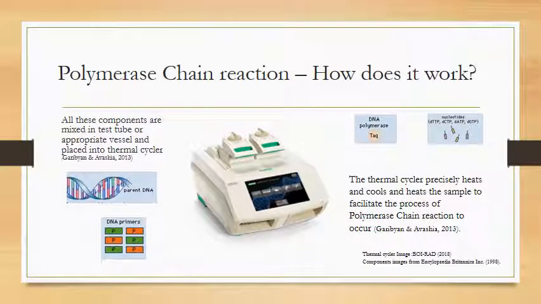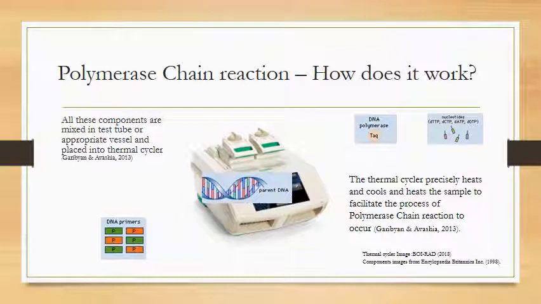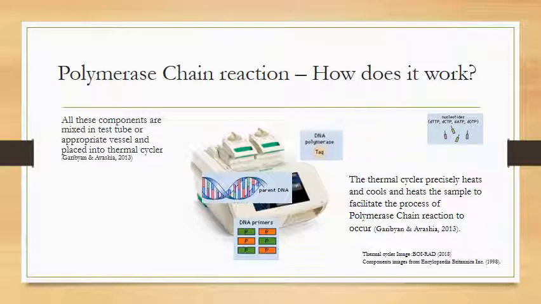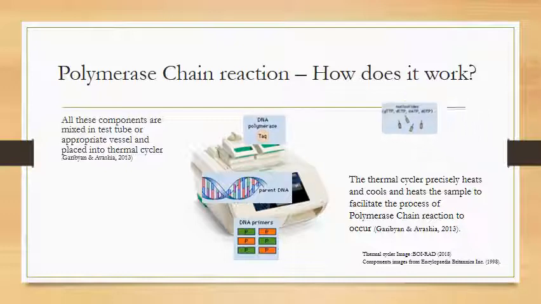So polymerase chain reaction, how does it work? What actually happens for scientists to get this reaction to occur is all of these components are mixed into a test tube or an appropriate vessel, and it's placed into what we call a thermal cycler. This thermal cycler precisely heats and cools the sample to facilitate the process of polymerase chain reaction to actually occur. So all those things go into the thermal cycler.